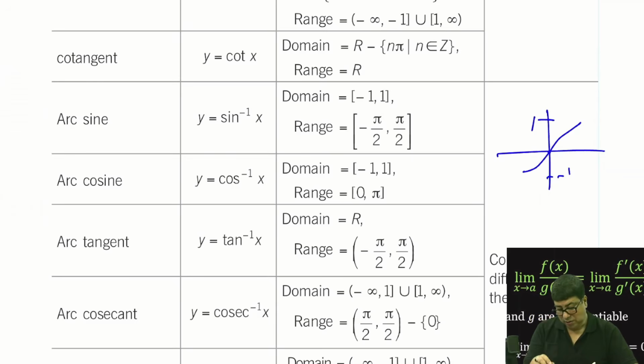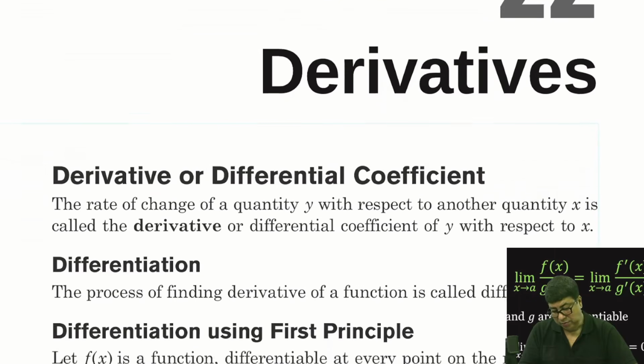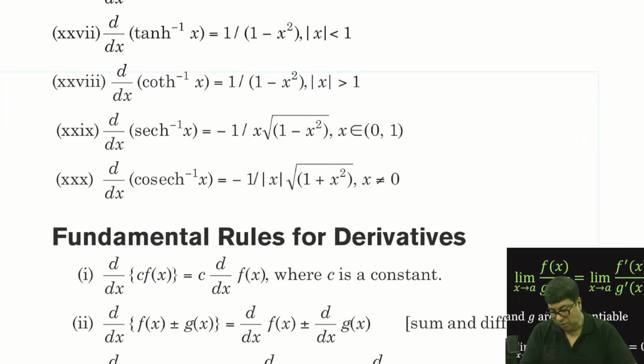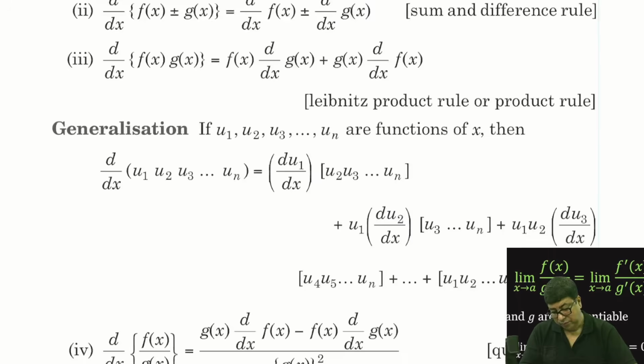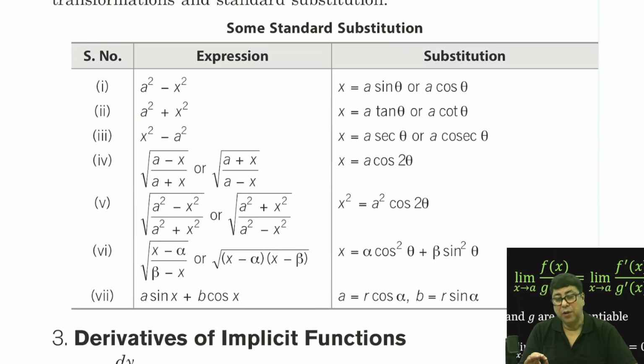Okay. So in this case, you have to keep in mind cos inverse x, tan inverse x, cosec inverse x, sec inverse x. These are very important. Cot inverse x. So the domain and range of the inverse mapping is very important for the JEE examination. Now I am coming to differentiation. Everybody, there is nothing to say about differentiation, because you know differentiation. Just a minute. You have to keep in mind all these things.